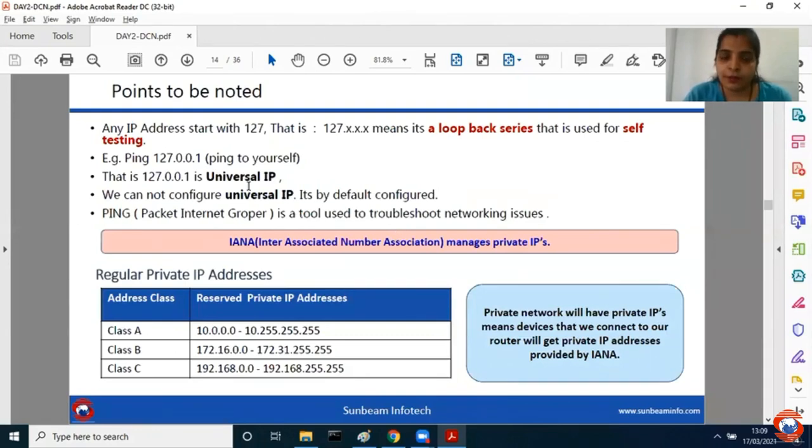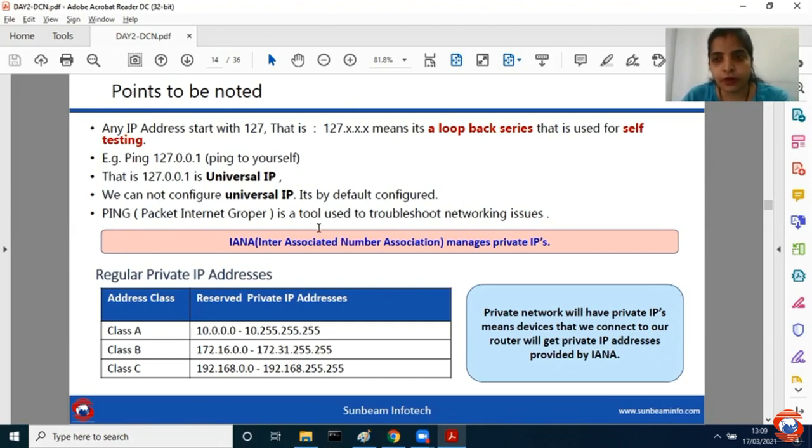Now, when you talk about IP addressing, there are a few things which remain constant. For example, 127 dot any IP address is always fixed, which is called the universal IP, configured by default. It is also called the loopback series. Sometimes we need to do some kind of self testing for the machine, whether my machine is getting connected over the network, or whether my network card is fine, and everything is working fine.